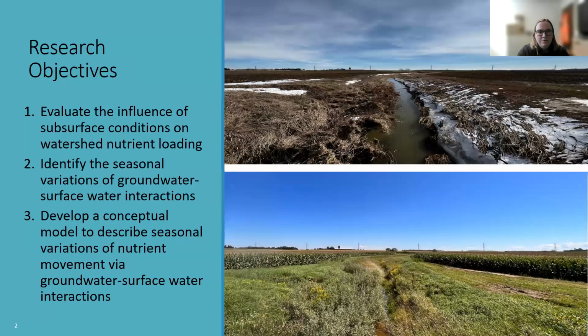For this study, the main objectives are to evaluate the influence of subsurface conditions on watershed nutrient loading, identify the seasonal variations of groundwater surface water interactions and tile drainage activation that affect nutrient transport from field to surface water, and to develop a conceptual model that describes the seasonal variations of groundwater surface water interactions and nutrient movement in this clay plain watershed. To achieve these objectives, we sampled for nutrients and stable isotopes for multiple groundwater and surface water locations within the study watershed.